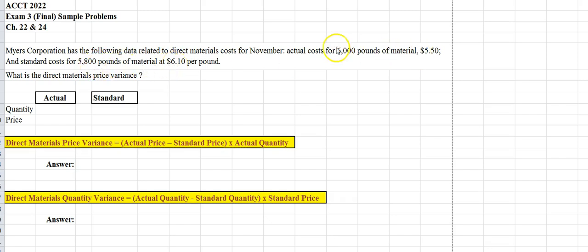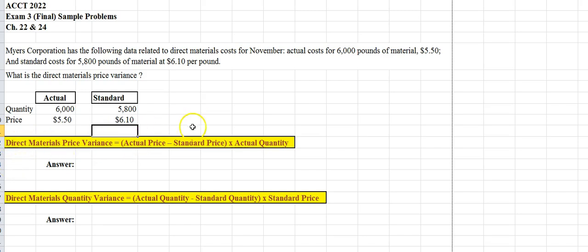So all I have to do is look at this, and I can see that my negative variance is going to be in materials because I use more materials than I had to, but I'm going to have a positive variance in price. So how do we calculate this? Well, let's just start putting the data here separately. My actual quantity was 6,000, right? And the actual price was $5.50. And the standard was 5,800. And the standard price is $6.10.